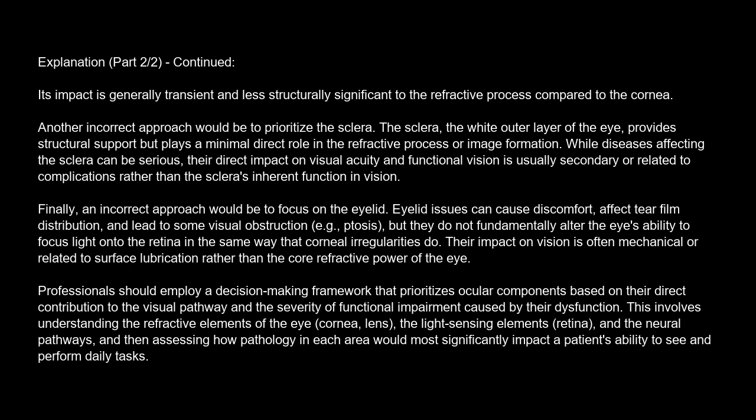Professionals should employ a decision-making framework that prioritizes ocular components based on their direct contribution to the visual pathway and the severity of functional impairment caused by their dysfunction. This involves understanding the refractive elements of the eye, cornea and lens, the light-sensing elements, retina, and the neural pathways, and then assessing how pathology in each area would most significantly impact a patient's ability to see and perform daily tasks.